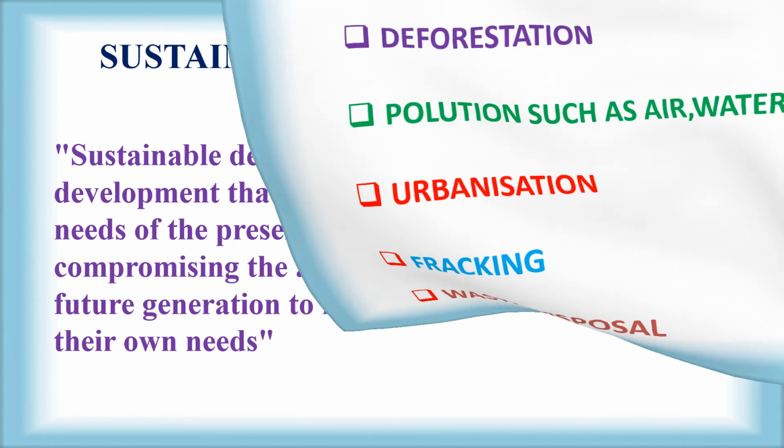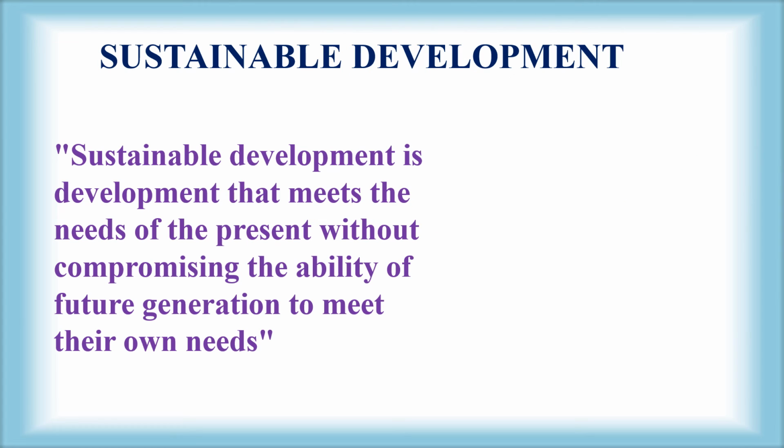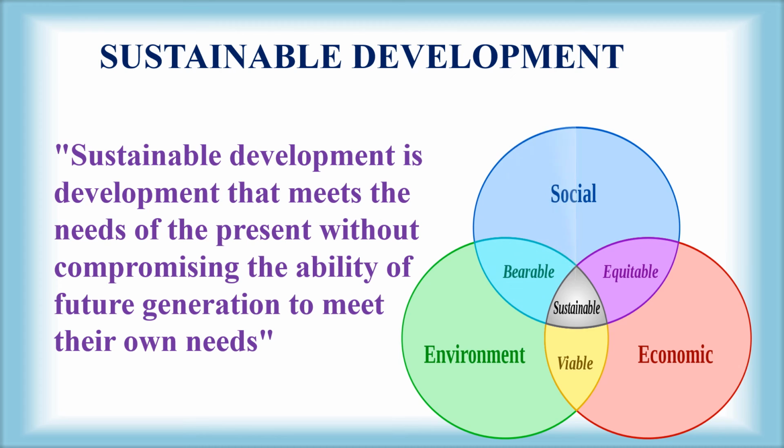Next, we will see sustainable development. The Brundtland Commission cited the definition of sustainability in 1987. They describe sustainable development as development that meets the needs of the present without compromising the ability of future generations to meet their own needs. For sustainable development to be achieved, it is crucial to harmonize three core elements: social aspects, economic growth, and environmental protection.